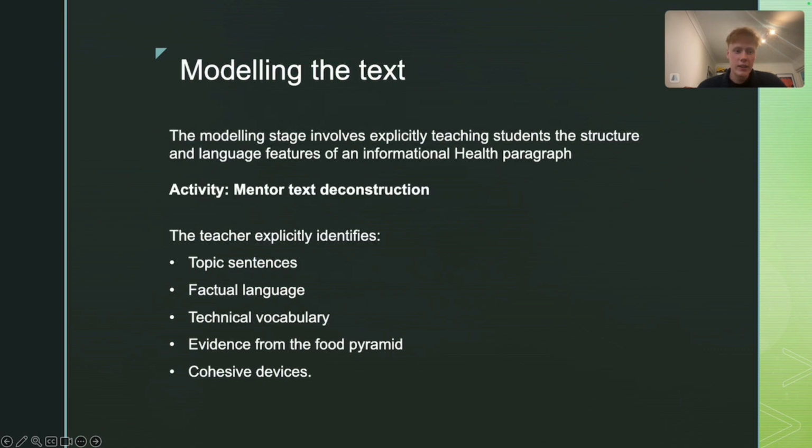Modeling of the text is the stage where students are explicitly taught the structure and language features of an informal health paragraph. The activity I've decided to use is a mentor text deconstruction. This is where the teacher explicitly identifies the structure of the text, such as the topic sentence, factual language, technical vocabulary, where they've used evidence from the text, aka the food pyramid, and cohesive devices.